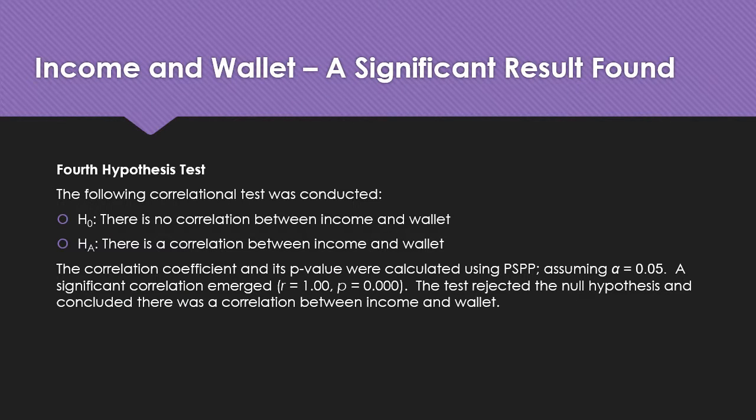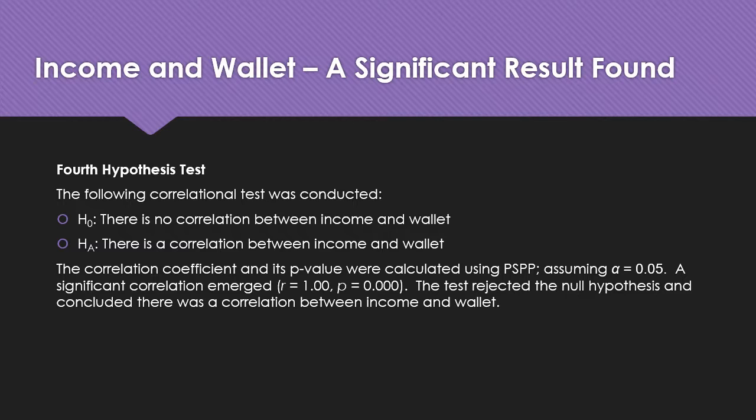This was the fourth hypothesis test that we conducted, and it was the correlation between income and wallet. The following correlation test was conducted. The null hypothesis was assumed that there was no correlation between income and wallet, and the alternative was that there was a correlation.